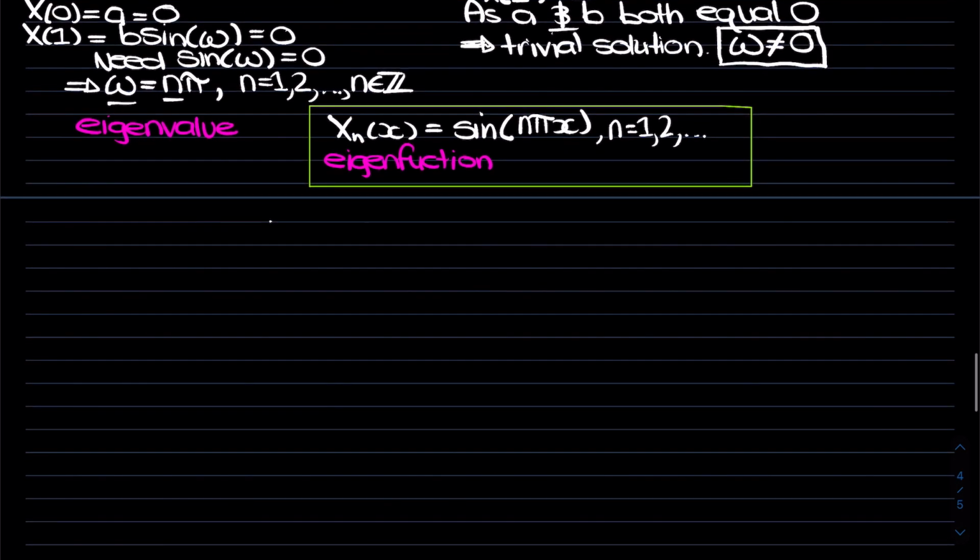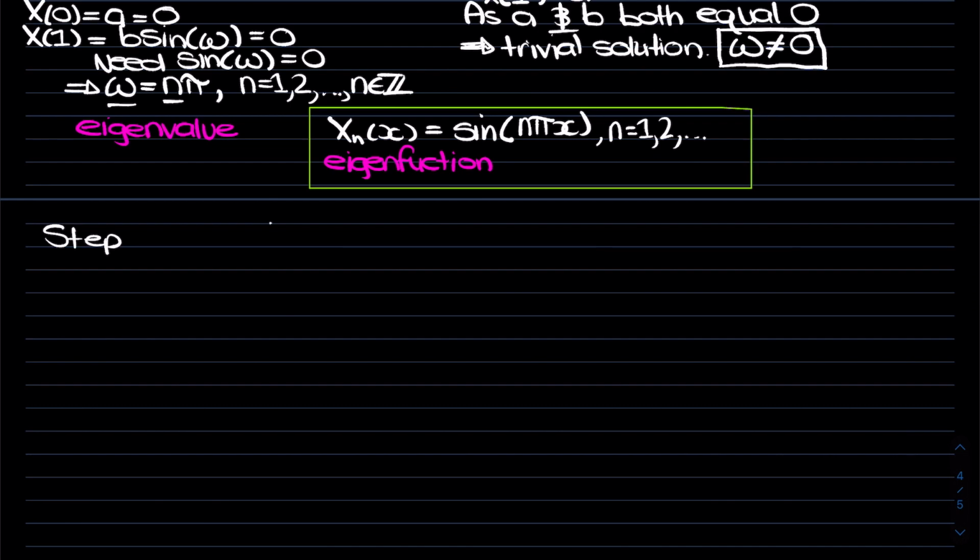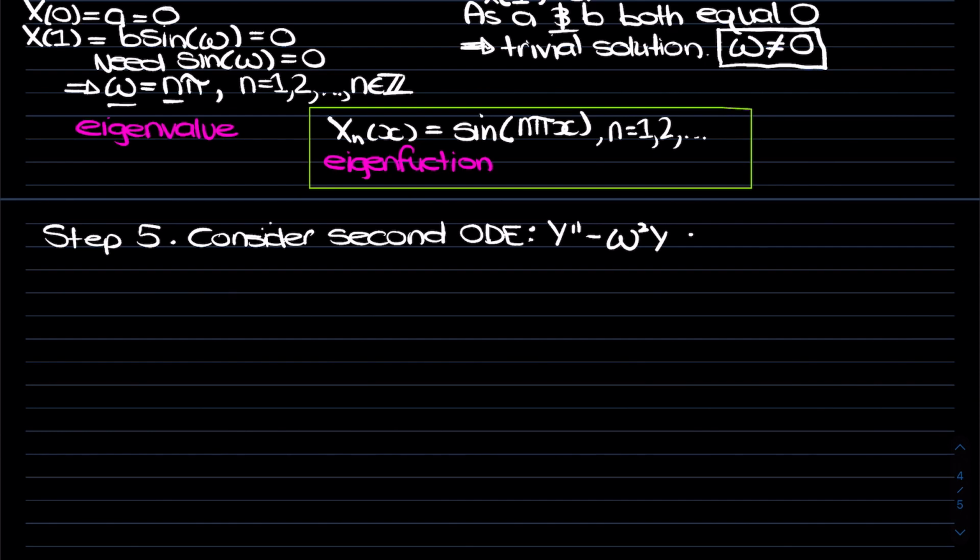So step 5, we want to consider the second ordinary differential equation. In this case, that's the Y one, so the second ODE, but it could very well be the X one if your y had the homogeneous conditions. So this is what the ODE looks like. In this case, we're just going to look at the case for lambda greater than 0, and the ODE still takes the same form.